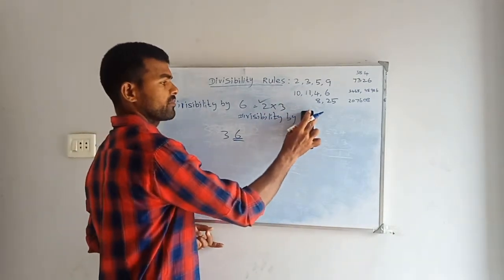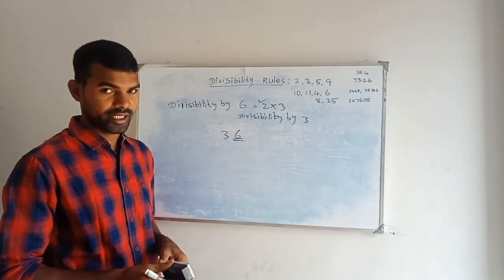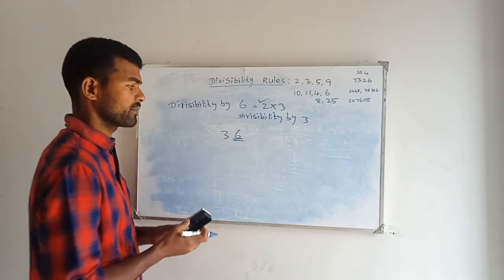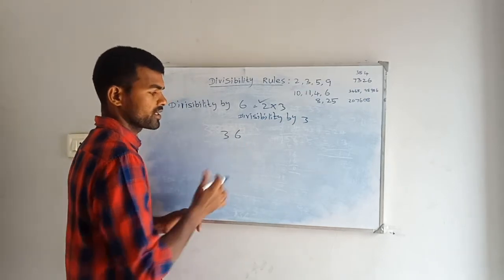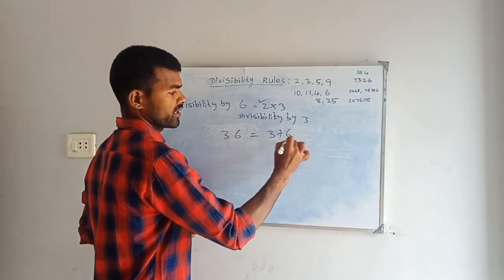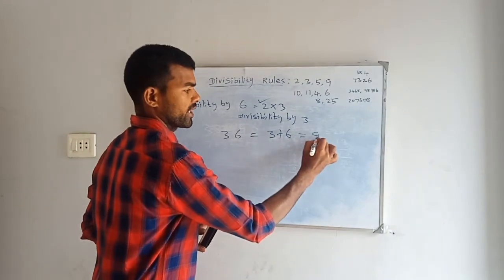Next, see whether this number is divisible by 3. What is the divisibility rule for 3? The sum of the digits must be in the 3 table. Yes, no? See the sum of the digits of 36, how much is coming? 3 plus 6, the total is 9.